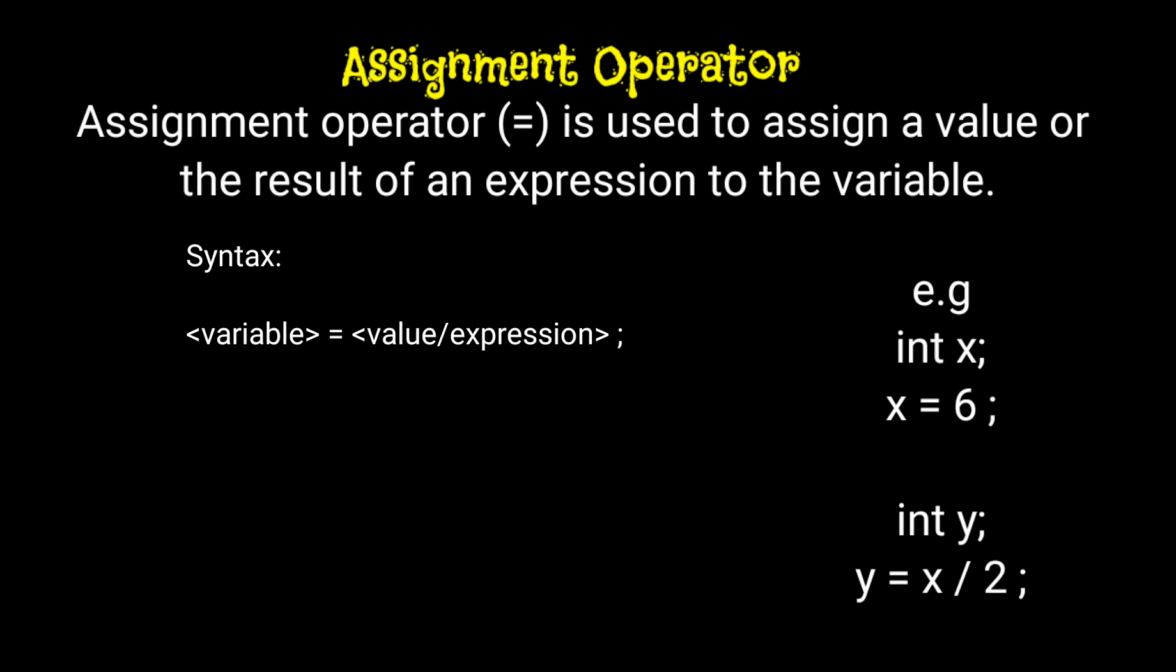Now let's see what an assignment operator is. The assignment operator is used to assign a value or the result of an expression to a variable. For example, int x = 6, and int y = x / 2. So here the value of x is 6, and the value of y will be 6 over 2, that is 3.